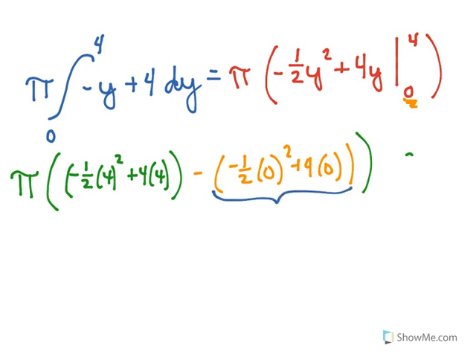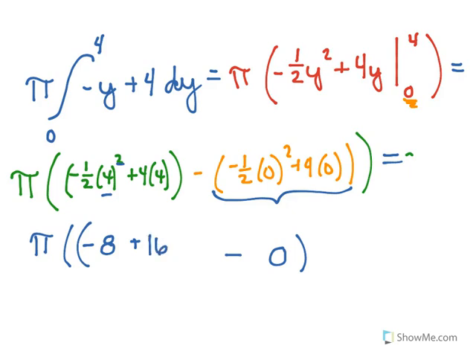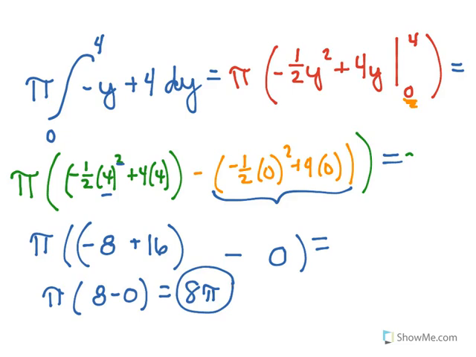Well, I know what this is going to be. That's going to be 0 minus pi there. What am I going to be left with over here? Well, I'm making one mistake. I should be carrying equal signs this whole way. Equals. So 4 squared is 16. 16 times negative 1/2 is negative 8, keeping my parentheses. 4 plus 4, 4 times 4 is 16. This is equal to pi times 8 minus 0, which is equal to 8 pi, an acceptable answer.